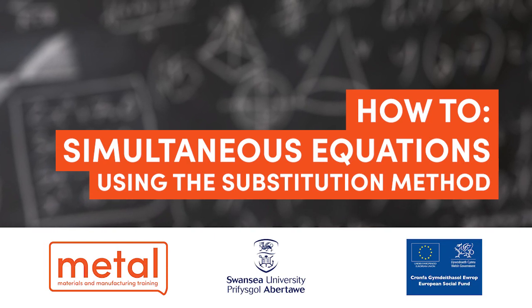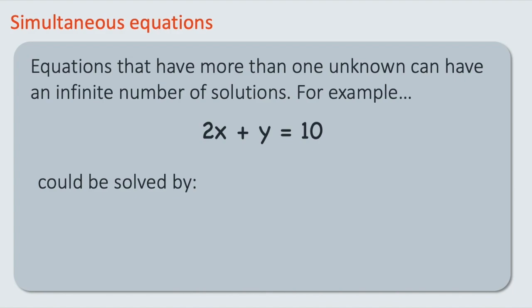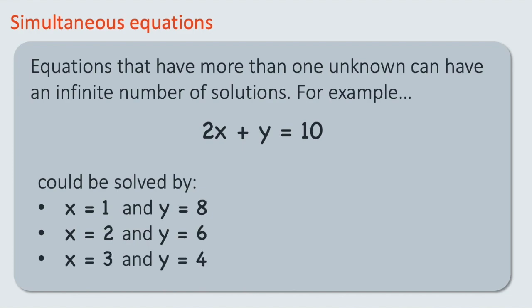In this short video, we will consider simultaneous equations. Equations that have more than one unknown can have an infinite number of solutions. For example, 2x + y = 10 can be solved by x = 1 and y = 8, or x = 2 and y = 6, or x = 3 and y = 4. There are many more combinations for this equation.